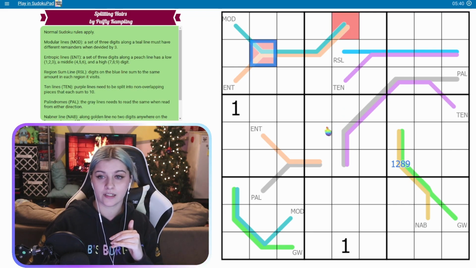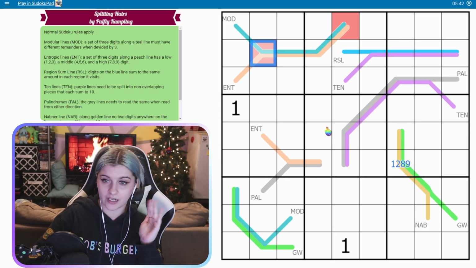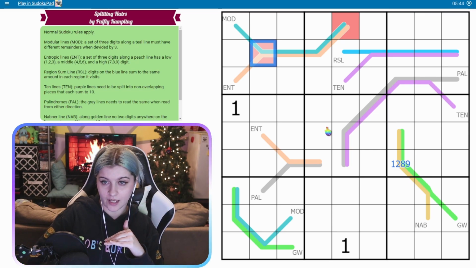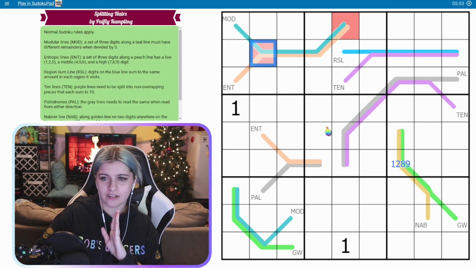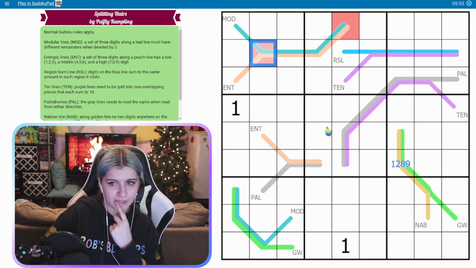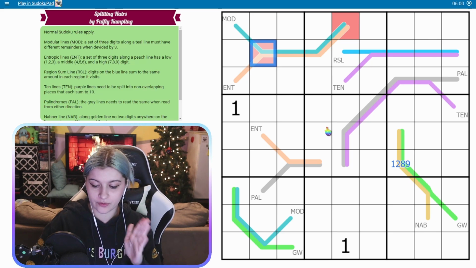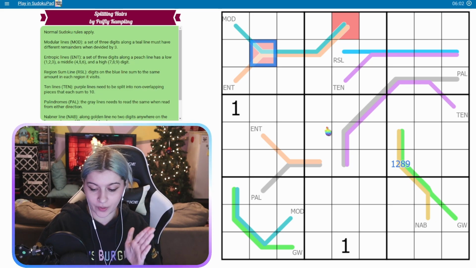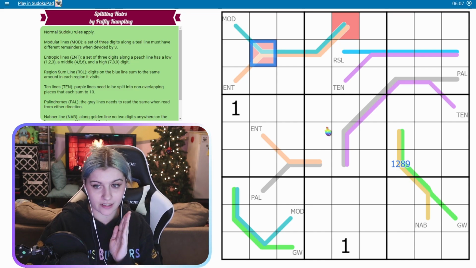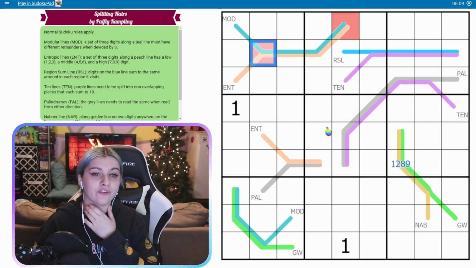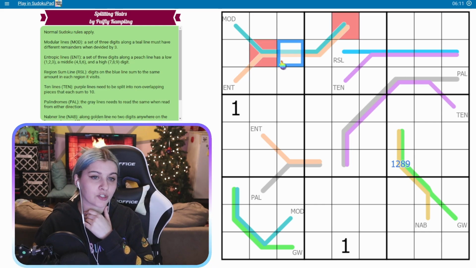A 1 is modular 147 and entropic 123. A 2 is modular 258 and entropic 123. There aren't any digits that have the same combination there. Like modular 147 has 1 low, 1 medium, 1 high. Modular 258 has 1 low, 1 medium, 1 high. Modular 369 has 1 low, 1 medium, 1 high. Yeah, I feel confident in saying that these two have to be the same digit.